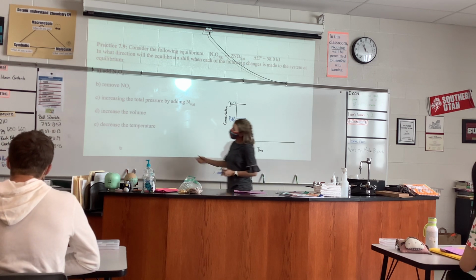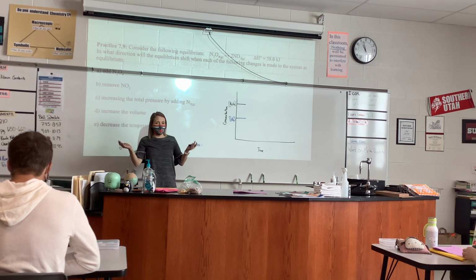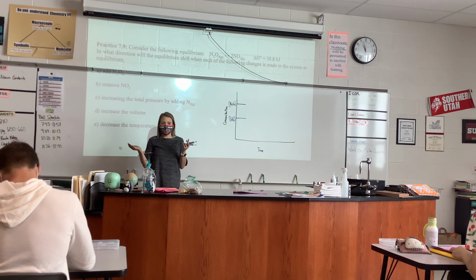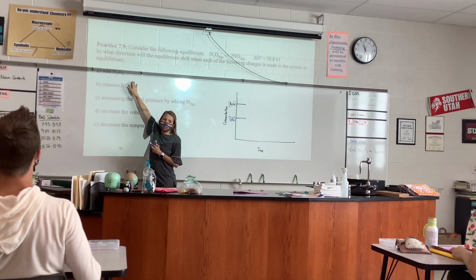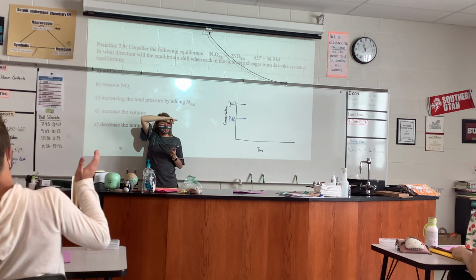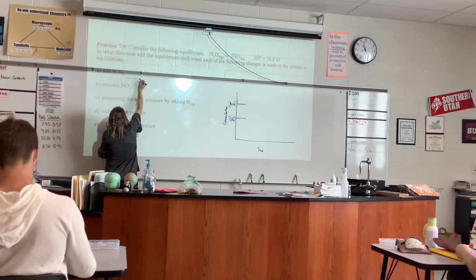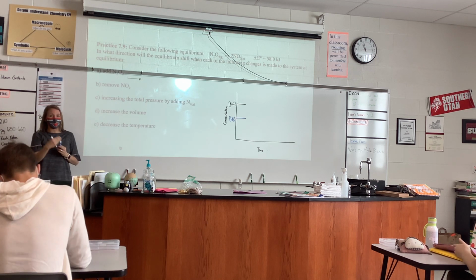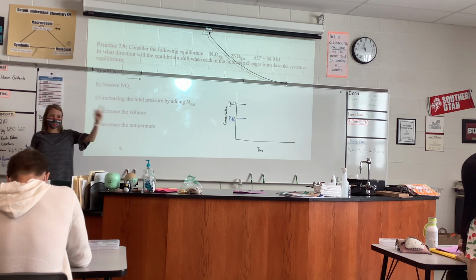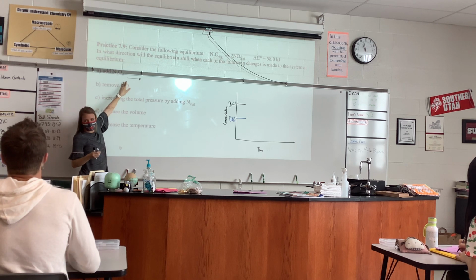Okay? Alright, so the first stress says that we are going to add some N2O4 to the system. If I add N2O4 to the system, the first question we want to answer is which way does it shift the equilibrium? To the right. To the product. N2O4 is a reactant, so if I add more reactant, it's going to shift to the product side. Okay, so that's the first part, is answer which way it's shifting.